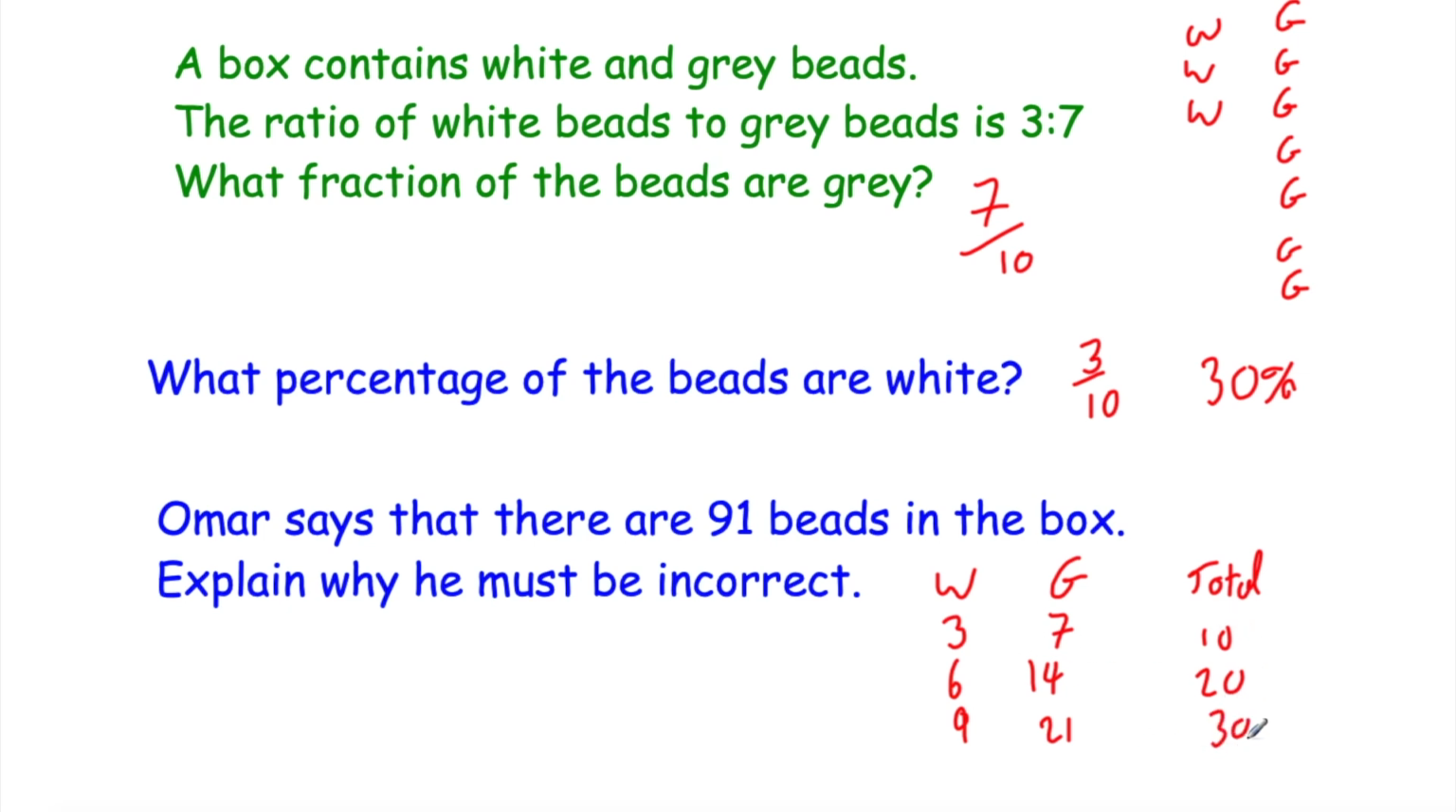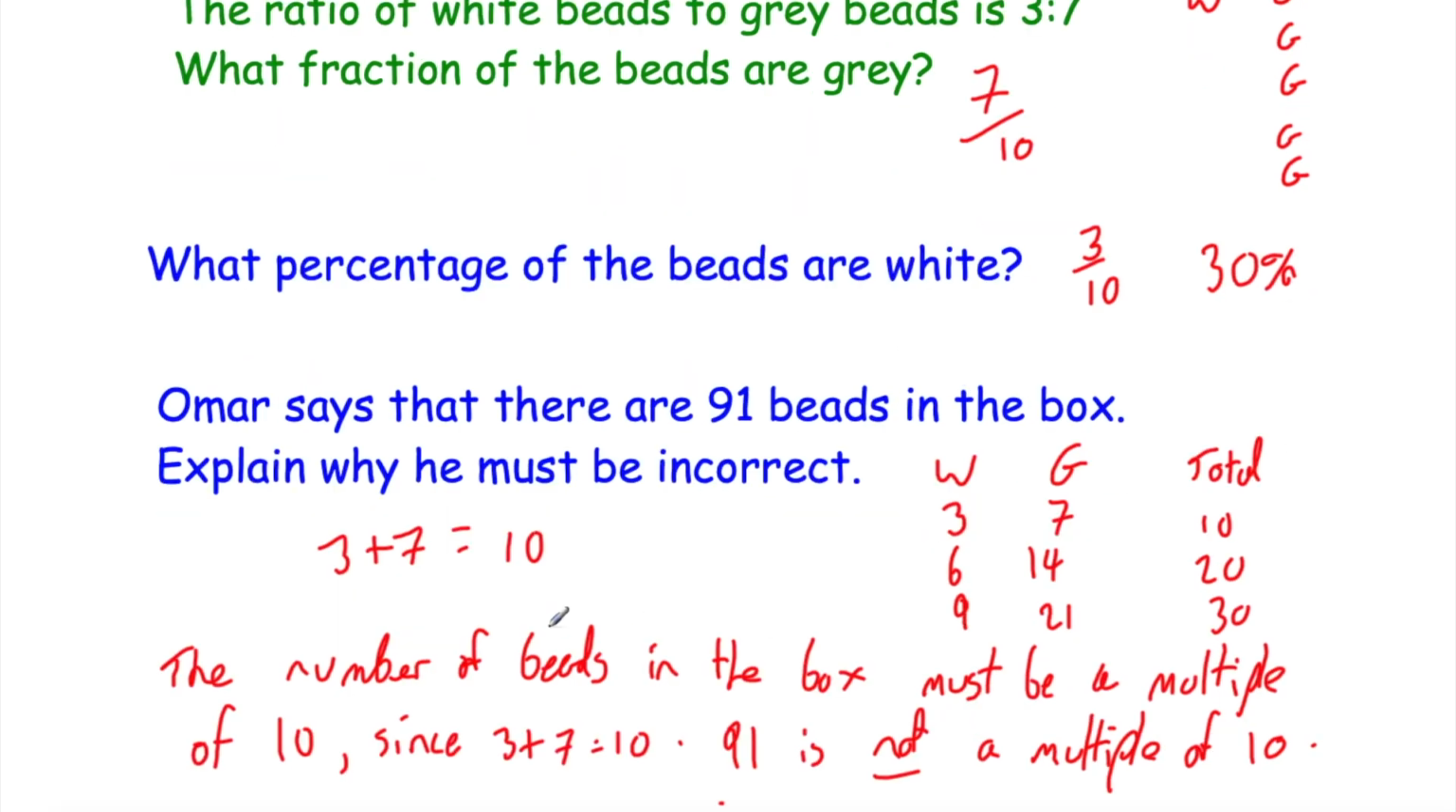But if you notice, every single time the total is a multiple of 10, because 3 plus 7 is equal to 10. So that means the number of beads in the box must be a multiple of 10, and 91 obviously is not a multiple of 10, so let's explain that. I've just written down: the number of beads in the box must be a multiple of 10, since 3 plus 7 is equal to 10. But 91 is not a multiple of 10, so Omar must be incorrect, and that's it.